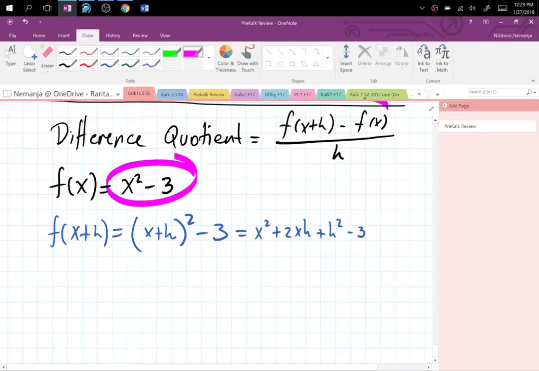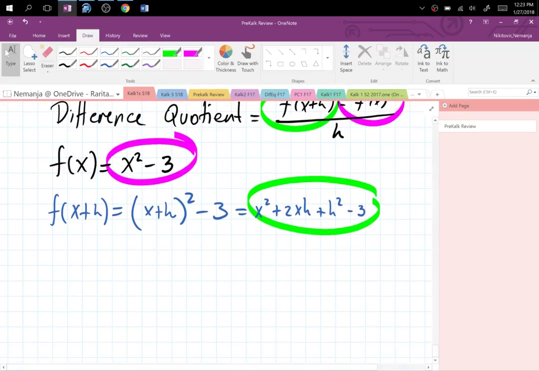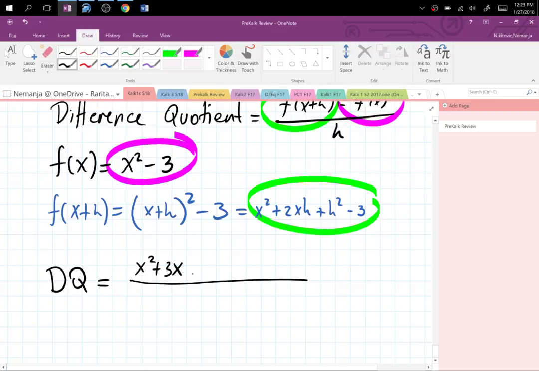So, let's do some colors. That goes there. And that goes there. And then you divide it by h. And then you follow the algebra. So what do I have now? DQ. It stands for difference quotient, not Dairy Queen. So the difference quotient is equal to, we have this long division line. The first part is x squared plus 2xh plus h squared minus 3. Minus, in parentheses, the purple is x squared minus 3, the original function.